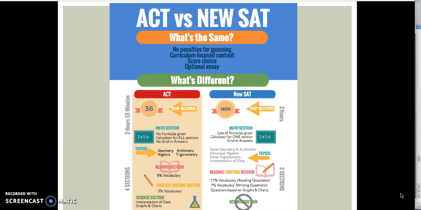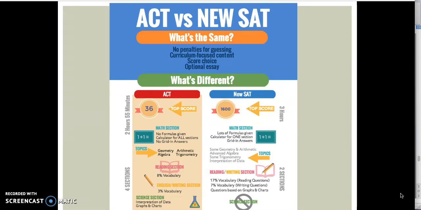This slide shows briefly, and I know it's small, but you can dig around Google for a universe of infographics and a lot of analysis if you'd like to learn more on your own. But the similarities include, thankfully now, students are not penalized for guessing. Most exams purport to focus on high school curriculum. The test companies allow students to determine which test date they would like to submit scores for, and now the essay portion is optional for both exams.